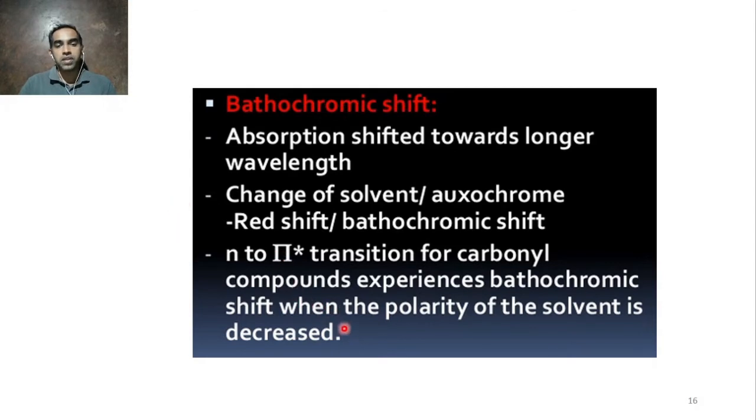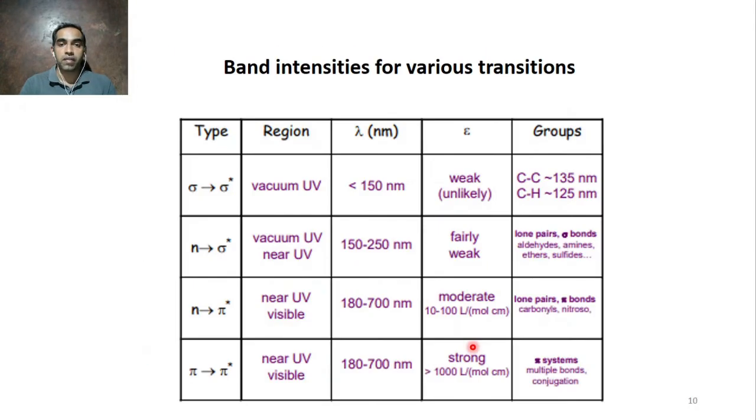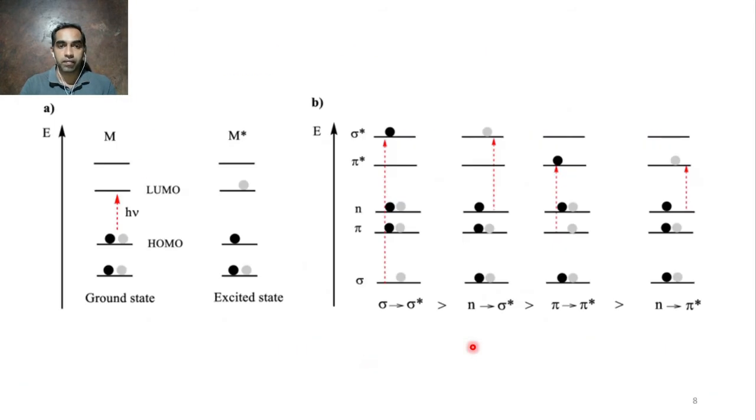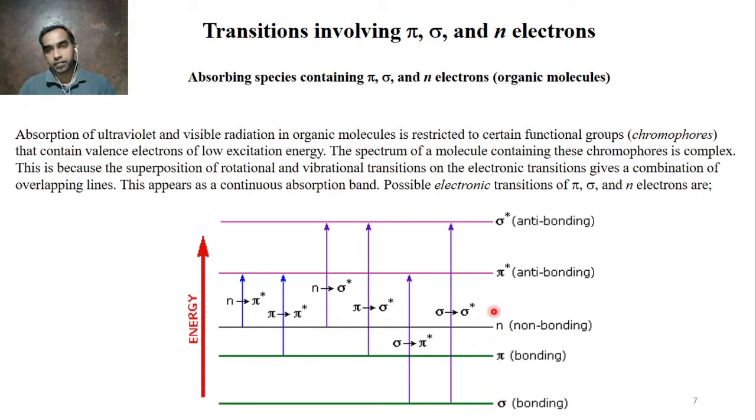And n to pi star transition for carbonyl compounds experiences a bathochromic shift when the polarity of the solvent is decreased. This effect of solvent was there in the last semester for the transitions pi to pi star, n to pi star, because of polarity change. Okay, and you go to this slide. Here, the effect of solvent. Here, pi to pi star transition, because of solvent, what will happen?